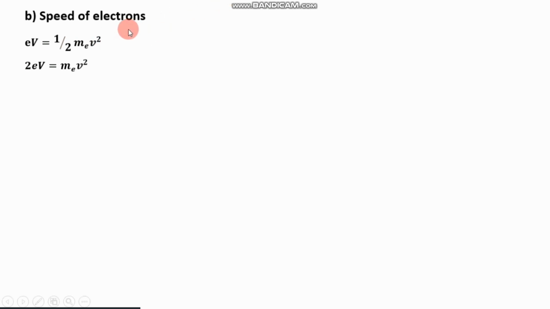Now because we are looking at the speed, we can rearrange this equation. If we multiply by 2 on both sides, we have 2 times eV equal to mass of electron times v squared. Then v, which is the speed of the electron, will be found by finding the square root of 2eV divided by the mass of the electron. Now, having this formula, we can just substitute the values.